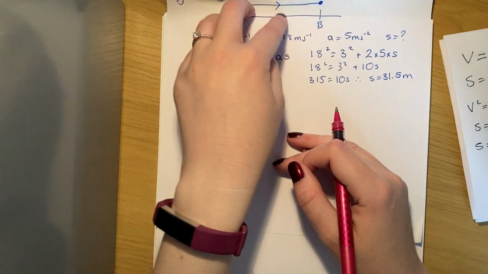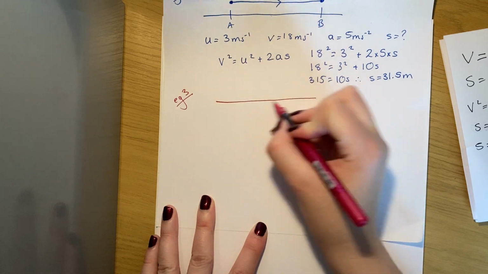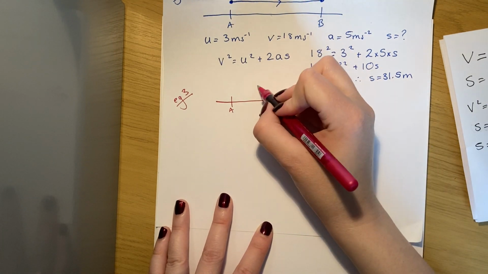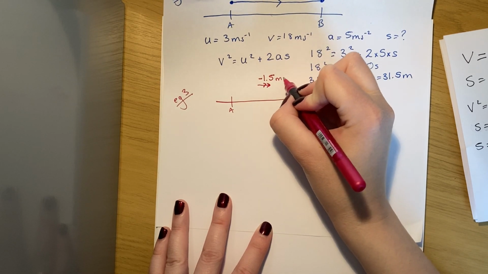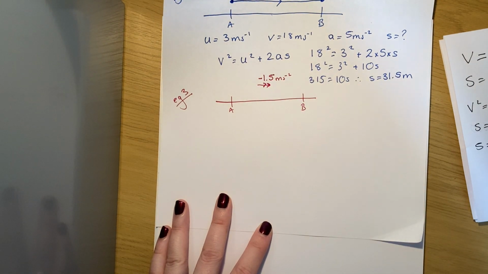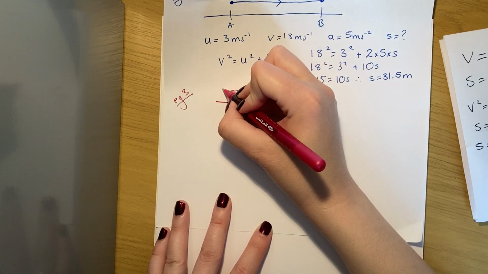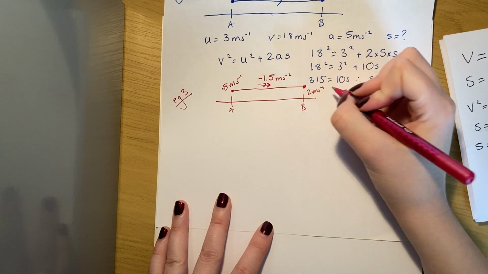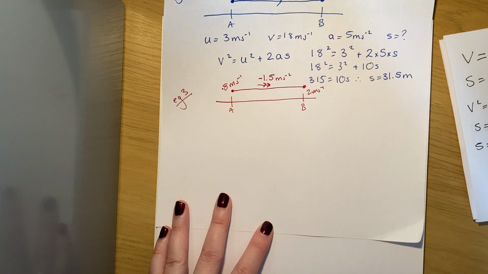So example number 3. A particle moves in a straight line from point A to point B with constant deceleration of 1.5. So it's decelerating. So that means our acceleration is negative 1.5 because it's slowing down. That's the only way we can differentiate that we're slowing down, is by putting negative. The velocity of the particle at A is 8 metres per second. And the velocity of the particle at B is 2 metres per second. So because we've said that they're travelling in this direction, this must be the positive direction. The fact it's decelerating means it's negative.